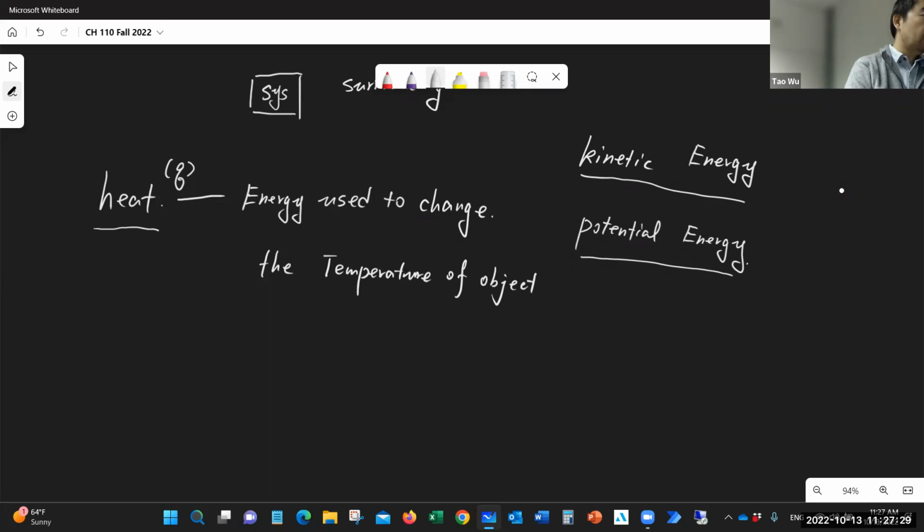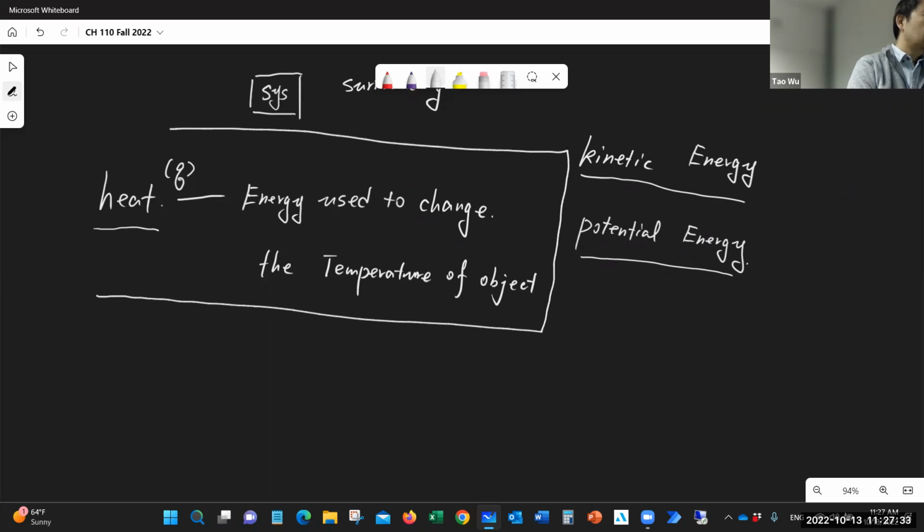Okay, so that is the definition of the heat. So this is the concept. What is the concept? Heat, first of all, heat is the energy. So you cannot see the heat. Can you see the heat? No. Heat is not a matter. Heat is the energy. You cannot see the heat, but you can feel it, right?